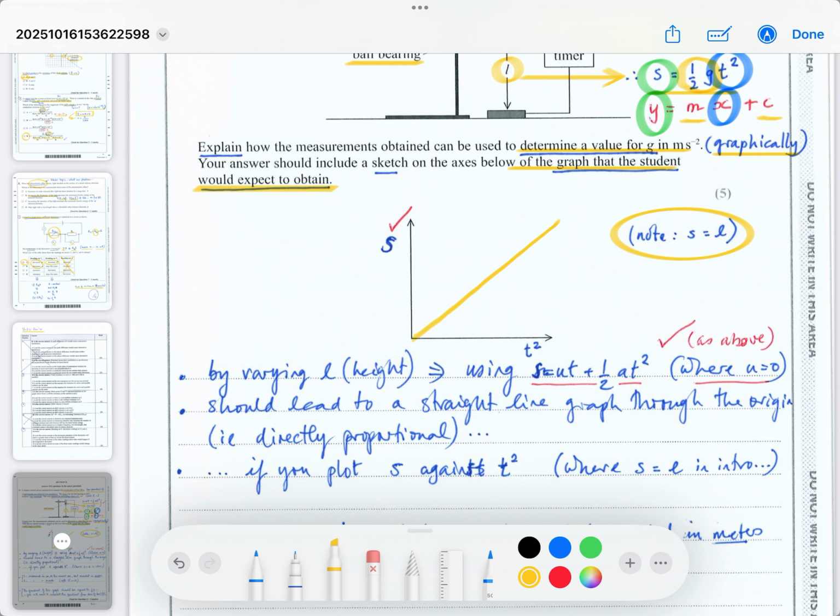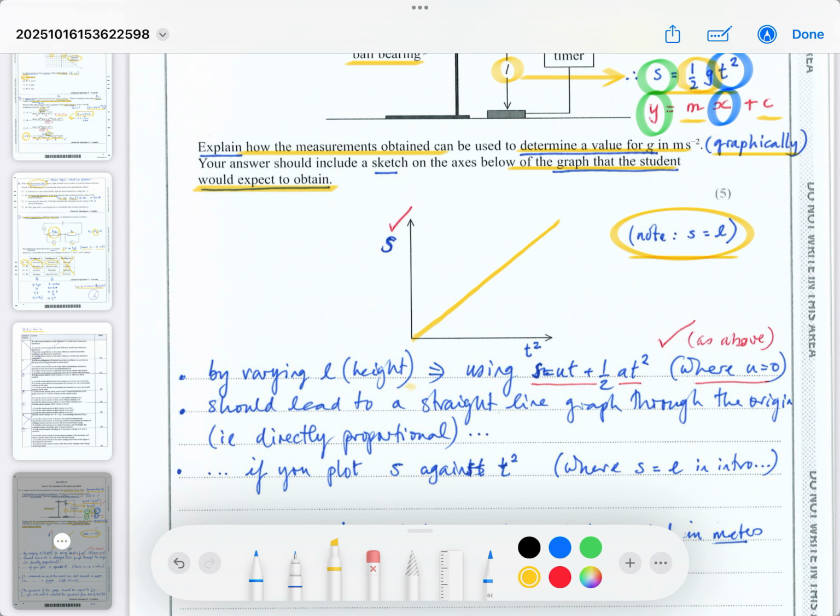Okay? So what he's got to do to get the data, he says your answer should include a sketch, but you've got to explain how the measurements obtained from varying L, remember L is equal to S, how by varying L, what he needs to do. By varying L, which is the height, and using S equals ut plus half at squared, remember to say that u is 0, as I've explained above, it should lead to a straight line through the origin, which means a directly proportional line, okay? So that's the second mark.